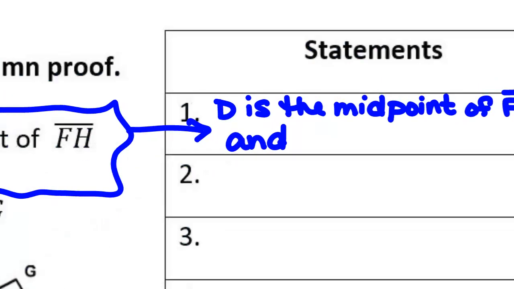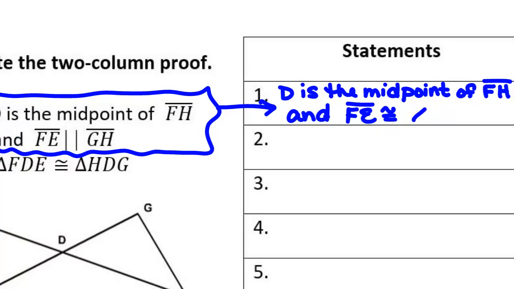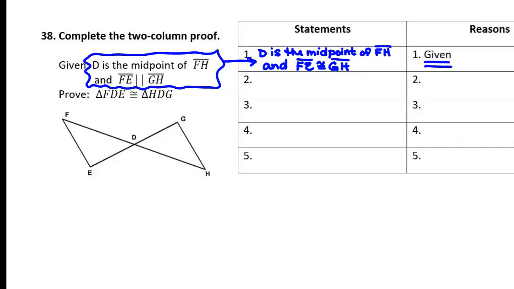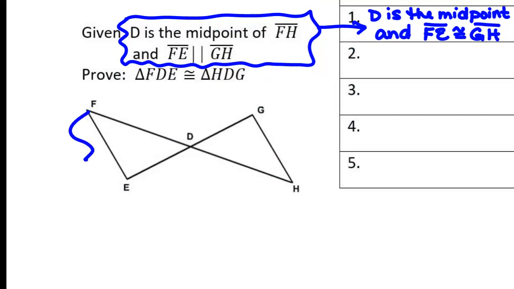And FE is congruent to GH. Let's see if that last one is marked on here. FE, well, here's FE, is congruent to GH. So these two are the same size.